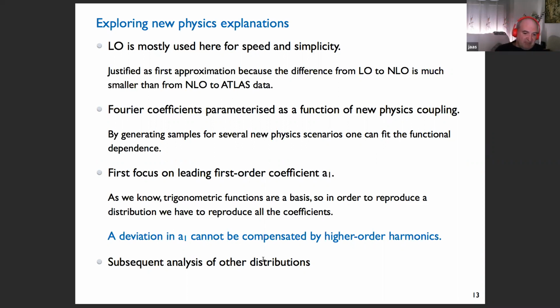So what we present in the next slide is done at leading order, which is justified because the difference to data is quite large, larger than the difference between leading order and next to leading order. And to do the calculations, I parameterize the Fourier coefficient, which is simple, as a function of the new physics coupling. And then I first focus on the first coefficient, try to fit it, and then see if the remaining coefficients, or say the whole distribution, is well reproduced or not.